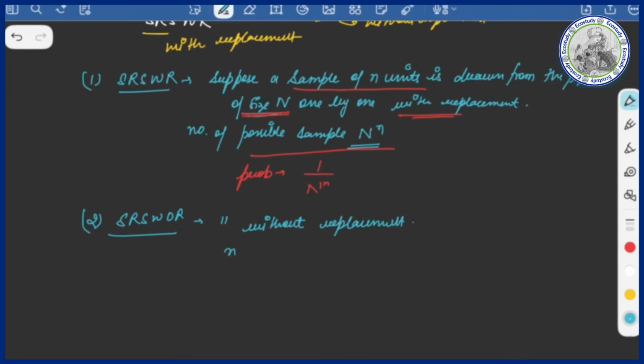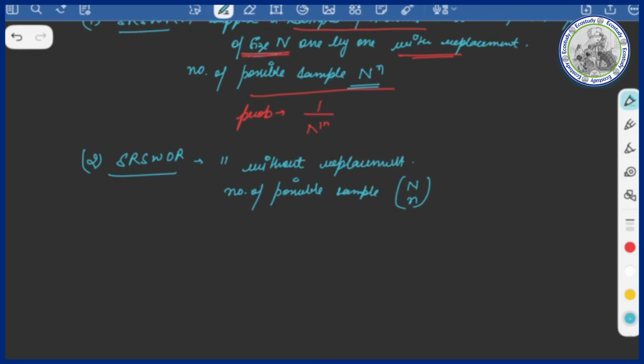Now what is the total number of possible samples? The number of possible samples will be N to the power n, factorial. Why here? Because here you have replaced. For example, from 5 balls you have drawn one, but for the next ball you will draw from the remaining, that is from the 4 balls. So that's why you use the factorial in SRSWR.